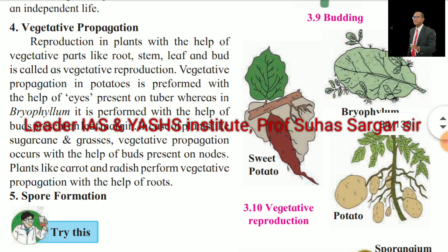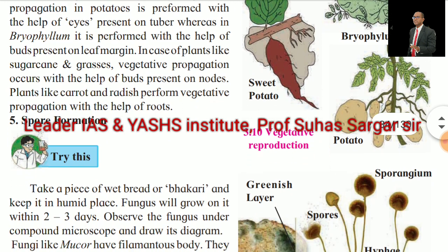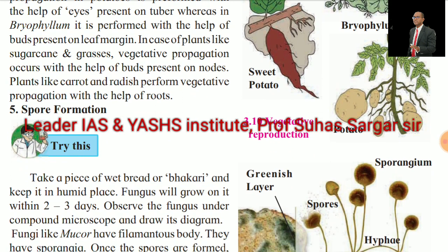Now, fourth, vegetative propagation. Reproduction in a plant with the help of vegetative parts like roots, stem, leaf, and buds is called vegetative reproduction. Vegetative propagation in potato is performed with the help of the eyes present on the tuber, whereas in Bryophyllum it is performed with the help of the buds present on the leaf margin. In plants like sugarcane and grasses, vegetative propagation occurs with the help of the buds present on nodes. Plants like carrot and radish perform vegetative propagation with the help of the roots.